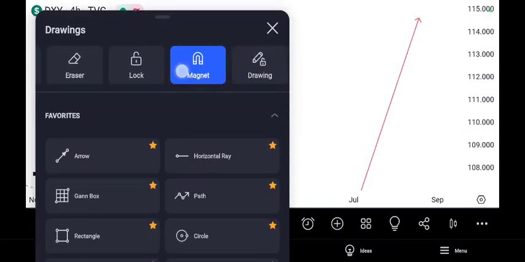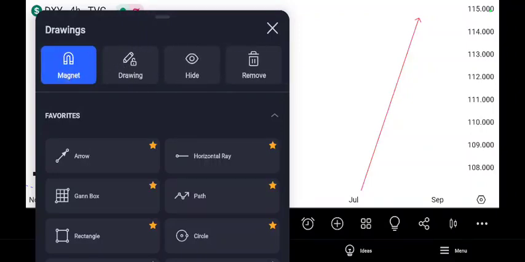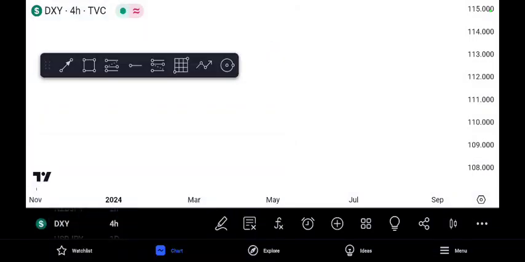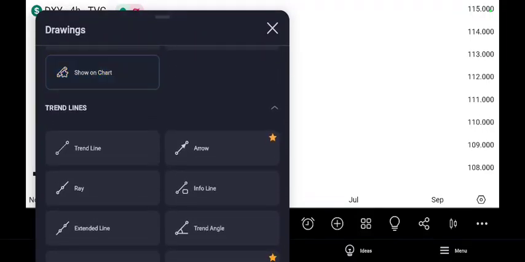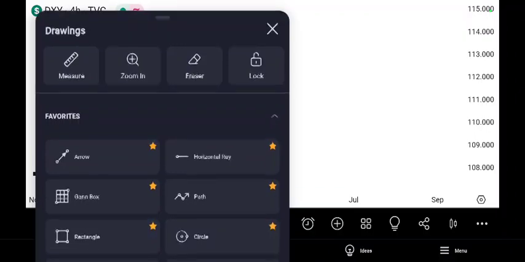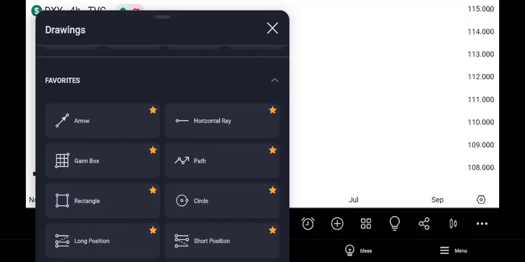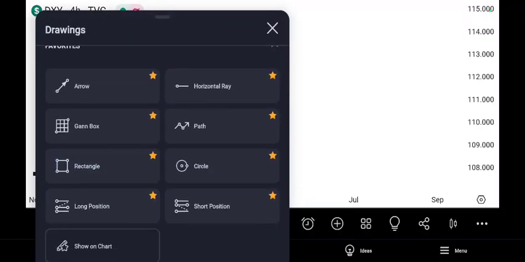Alright, let me delete drawings from the chart and let's get into the business. So right now I have to draw what an OTE means.